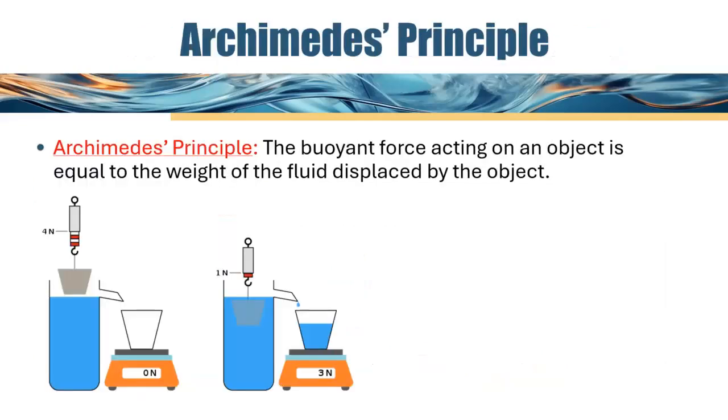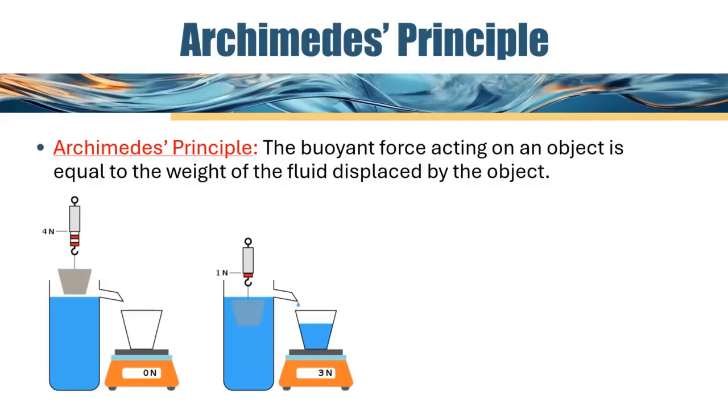Archimedes' principle tells us what the buoyant force is equal to. Archimedes' principle states that the buoyant force acting on an object is equal to the weight of the fluid displaced by the object. So let's look at this picture to try to explain what this means.